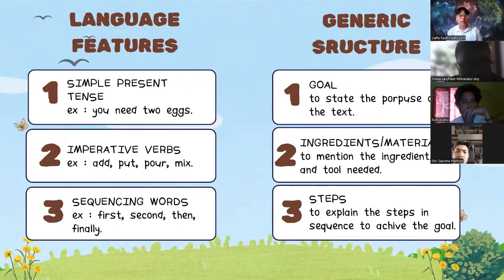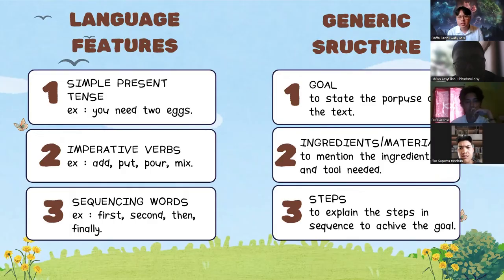And there are the language features and generic structure of procedure text. The first, I would like to explain about language features. First, use simple present. For example, you need 2 eggs. And the second is imperative verbs. For example, add, put, pour, and mix. And the last is sequencing words. For example, first, second, then, and finally.